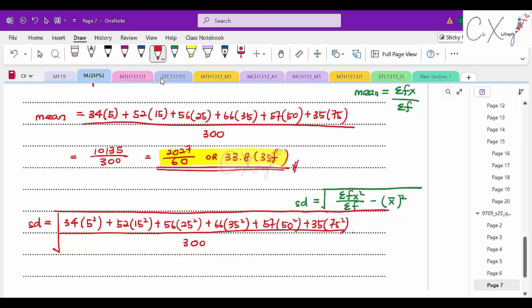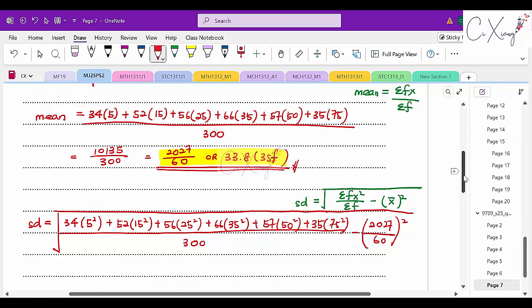Okay, then minus the mean square. What's the mean that you calculated just now? Please make sure that you use the full value here. Don't use the shortcut answer because this is not the original mean. That's the reason why I always keep the fraction form. If I want to apply it in the next part, usually I have to put it back into the original form, which is a fraction form. So 2027 over 60, and then I have to square it. Please don't use 33.8, because 33.8 is an answer that has been cut short.